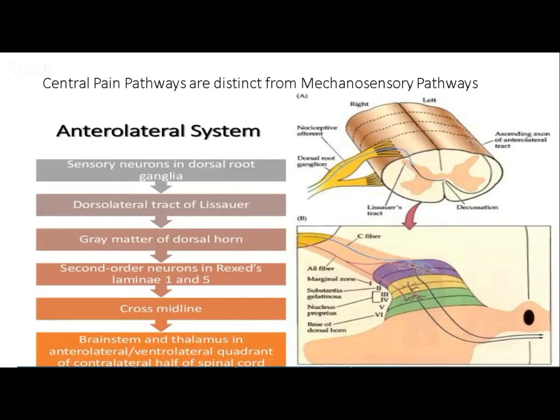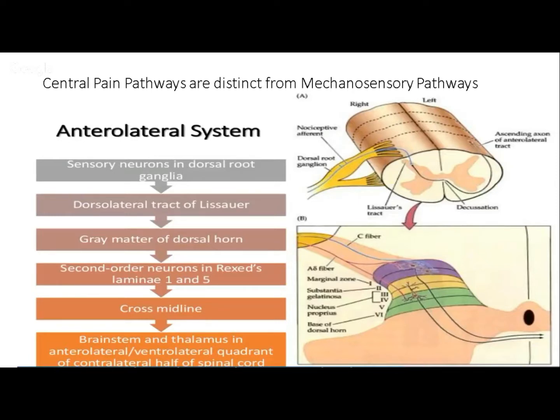So 1, 2, and 5 is where they can synapse, and then you have the second order neurons that come over here. So these pathways now actually cross over to the other side, right? And then they ascend in the anterolateral column. These are the second order neurons, right? Where does the next synapse occur? The thalamus, right? Do you know what nucleus of the thalamus?